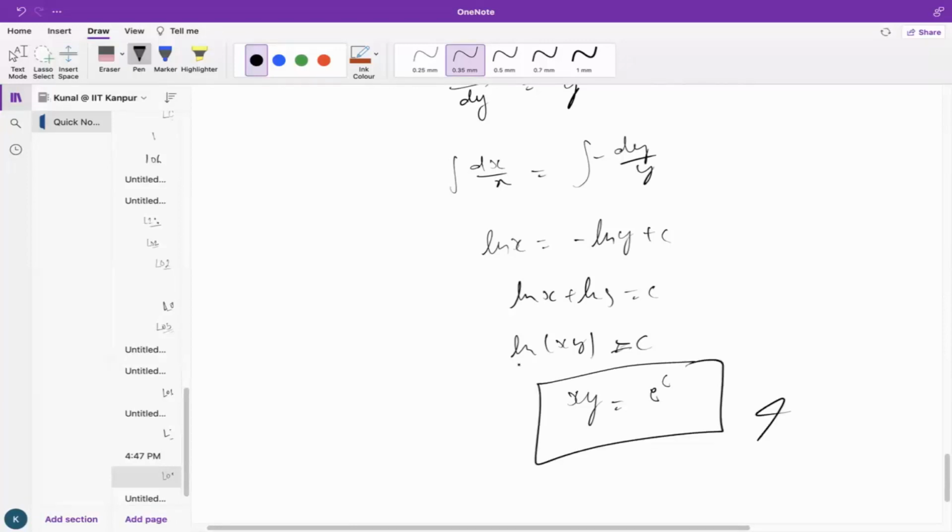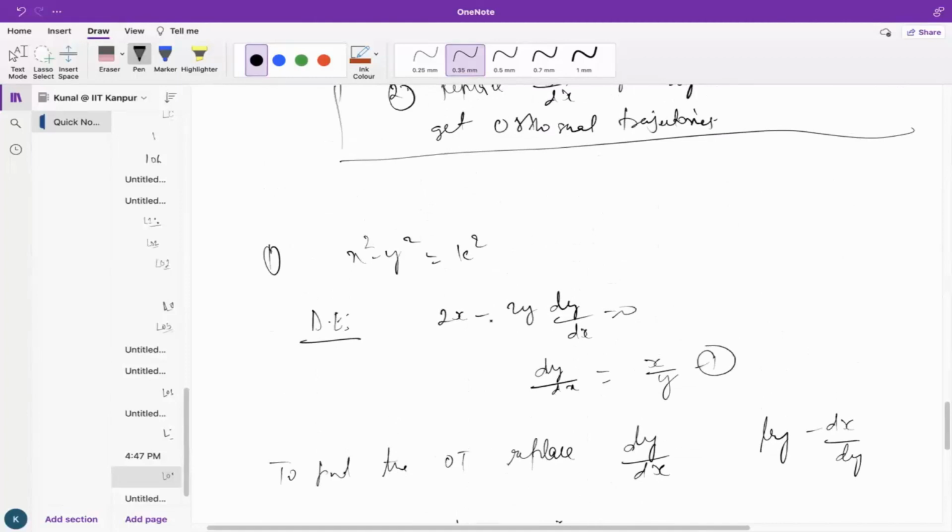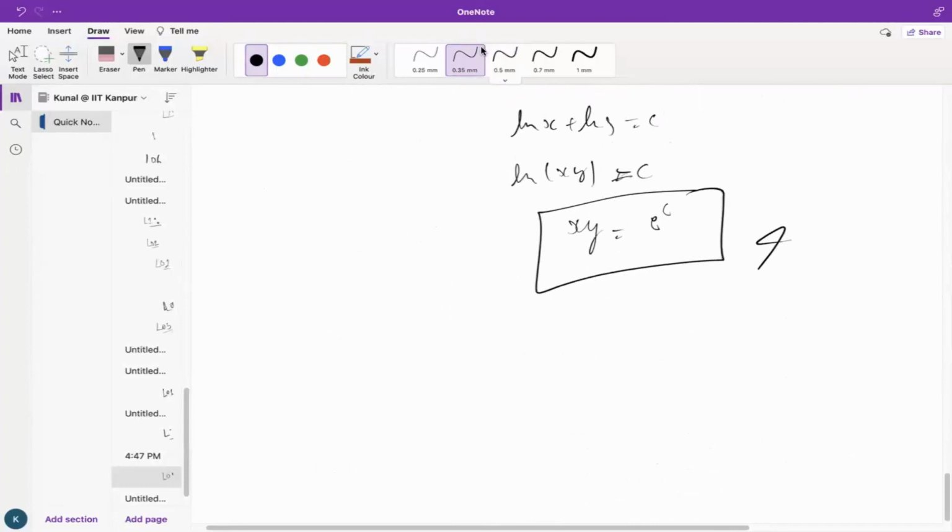Okay, so I think this will be clear to all of you. I had to find the orthogonal trajectory here. What we did is first make the differential equation, and once the differential equation is made, we just convert dy by dx to minus dx by dy and then we get to the final result. Okay, so now let's move on to the next problem.